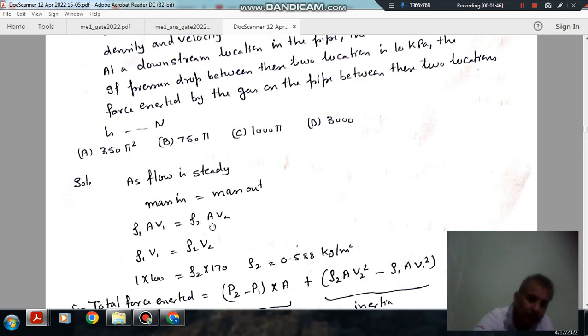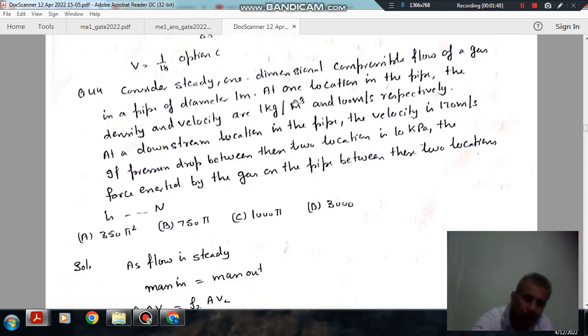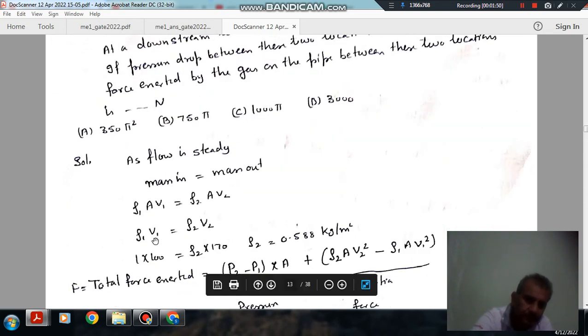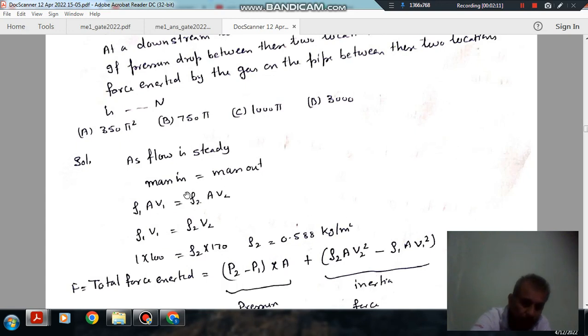As the fluid is compressible, there will be a change in density. As rho 1 is 1 and v1 is 100, and v2 is 170, rho 2 can be found out as 0.588 kilogram per meter cube. So there exist different densities, so we will use only the mass flow rate as constant for the steady flow.